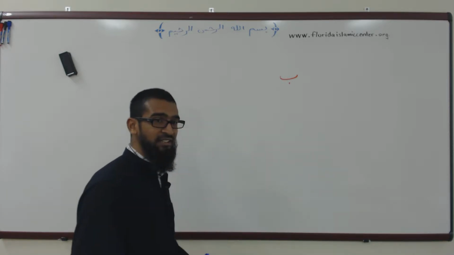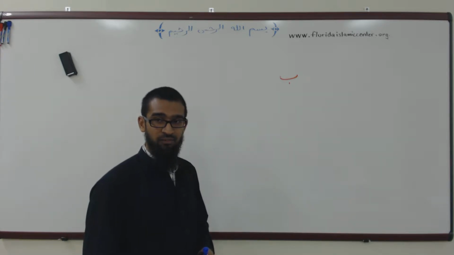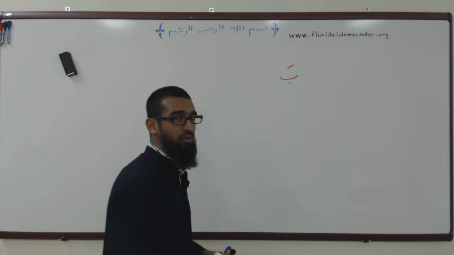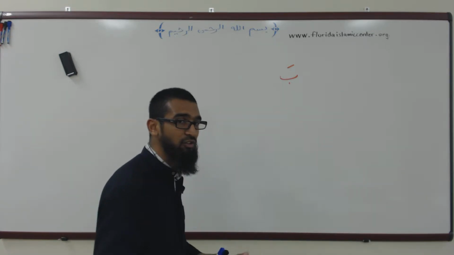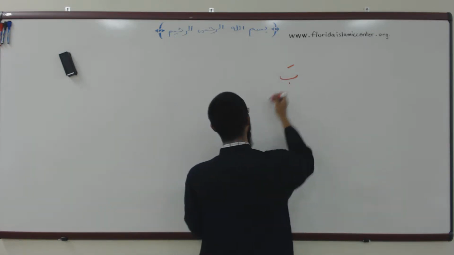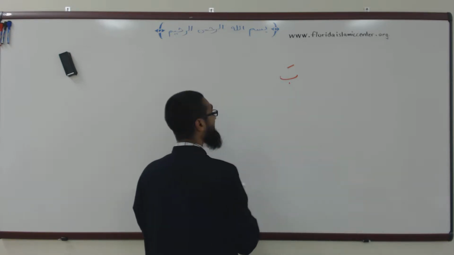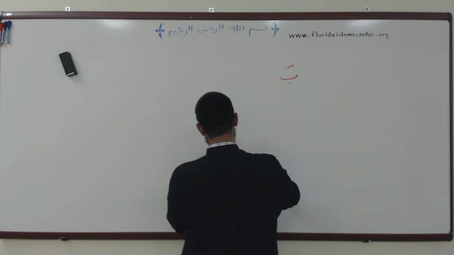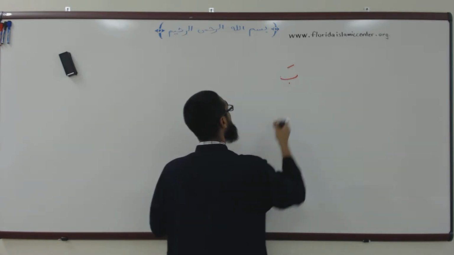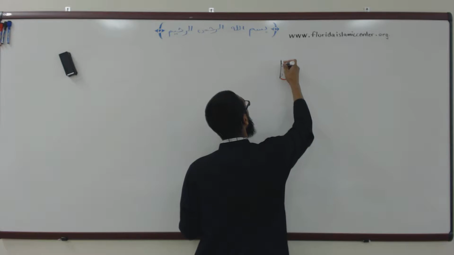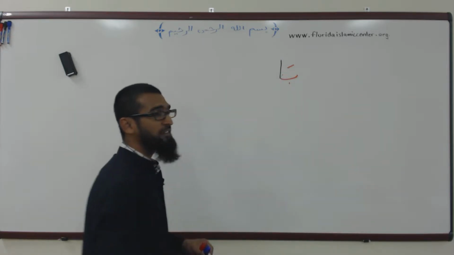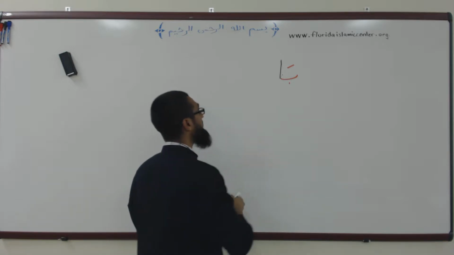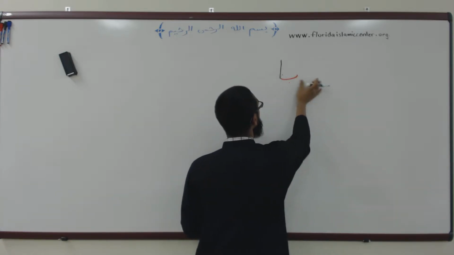If you want to elongate a fatha, let's say for instance the ba, instead of it being ba, you want to say baa. You're elongating it. What do you do? You add an alif to the end of the ba. So ba with the alif gives you the baa sound. Ba alif, baa.